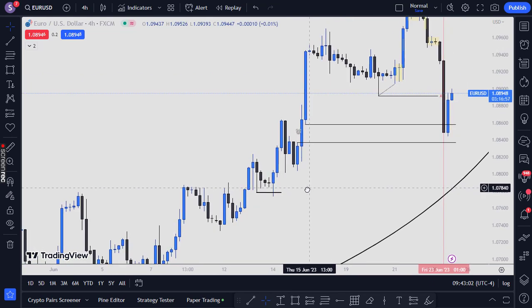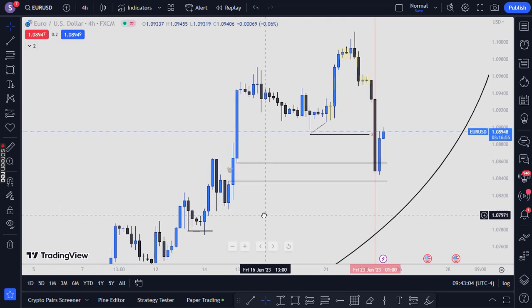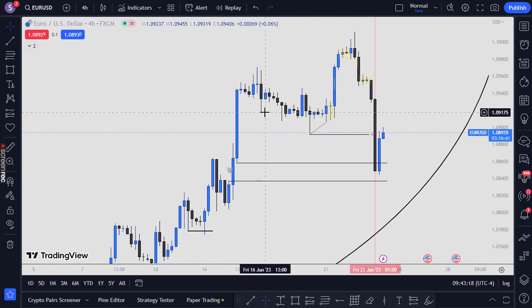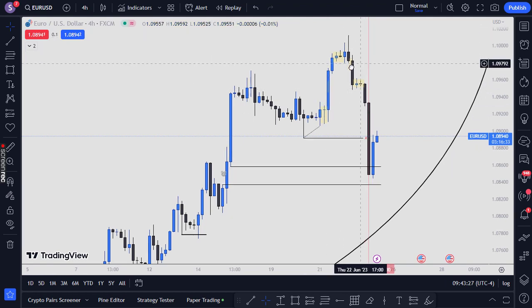and then continuing higher. Another one right here, a displacement, retracement here, retracement to here. Price starts to go higher. Fake market structure shift right here, taking liquidity from here. Another fake market structure shift right here, taking also liquidity, and then a big move to the upside.